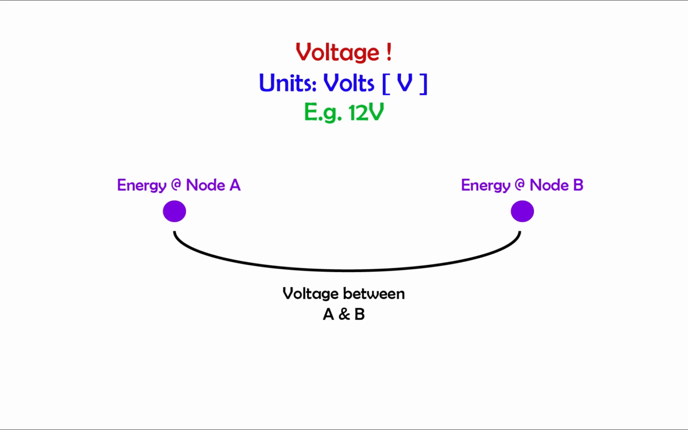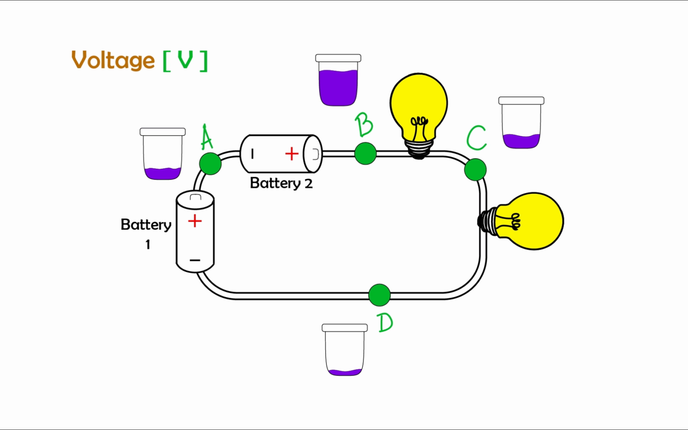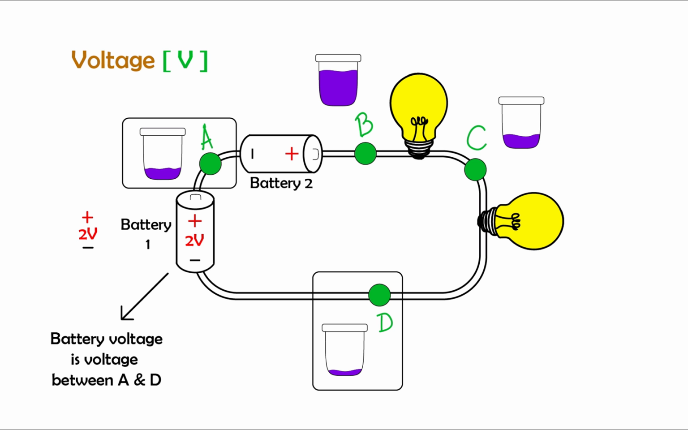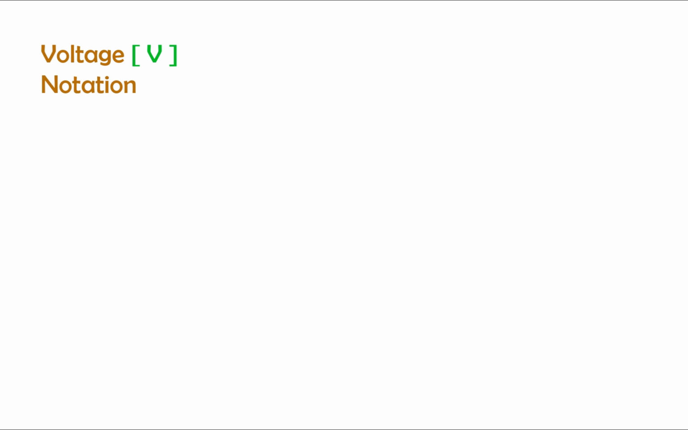What is the voltage at node A is a question that cannot be answered unless the second node, also known as the reference node, is specified. For instance, the voltage from A to D is the difference in energy between points A and D. In this circuit, this voltage is equal to the voltage rating of battery 1. If battery 1 is a 2-volt battery, then the voltage from A to D is 2 volts. We denote the voltage from point A to D as VAD.